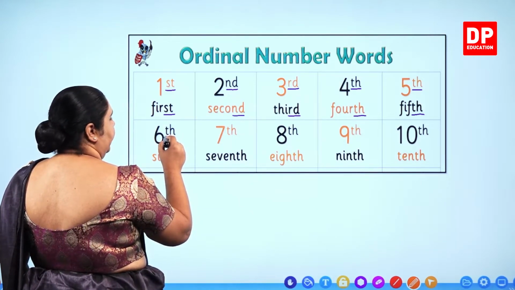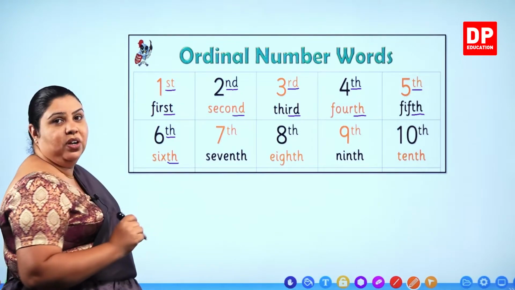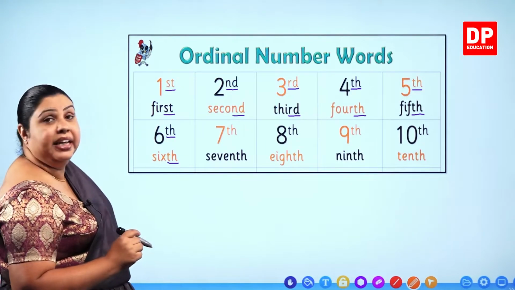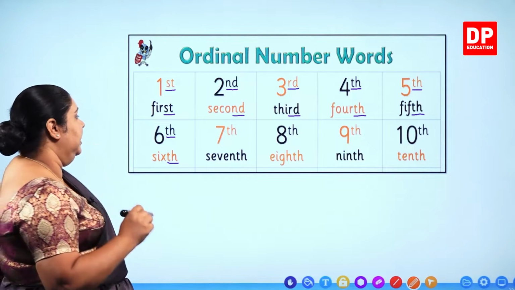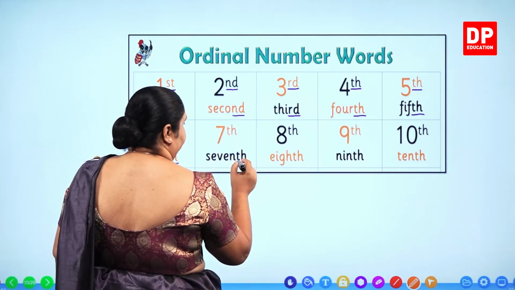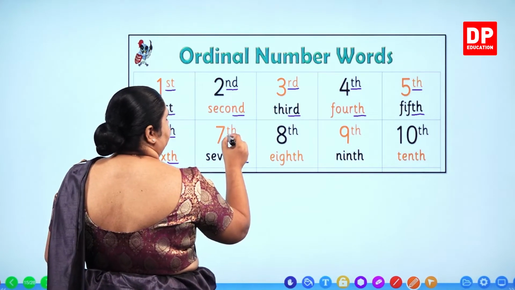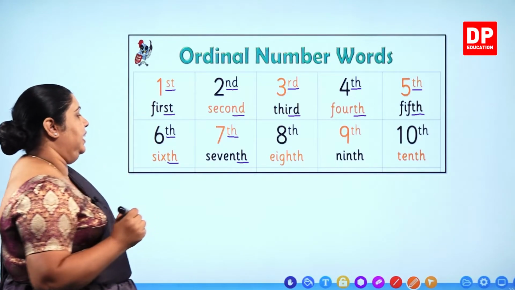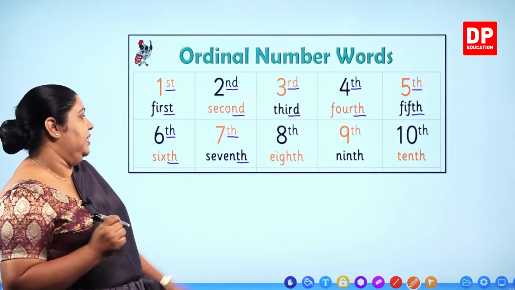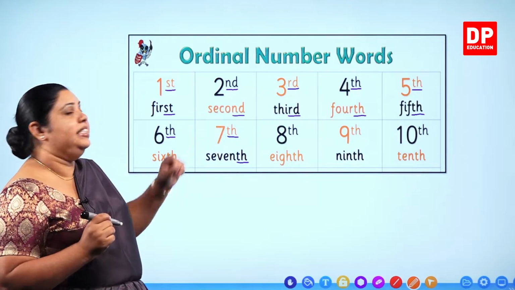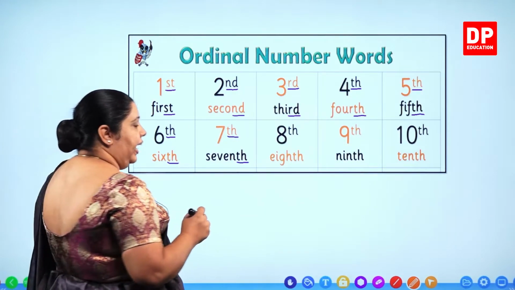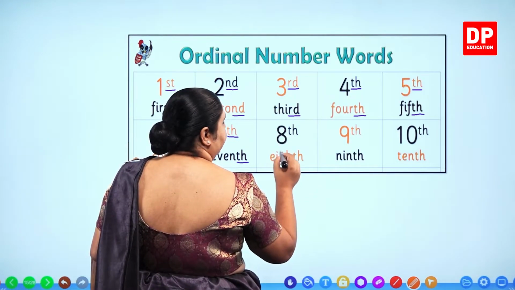SIXTH. You write number 6 and TH because it is sixth. Next one, seventh. SEVENTH. So you write 7 and TH. Next one, eighth. EIGHTH.